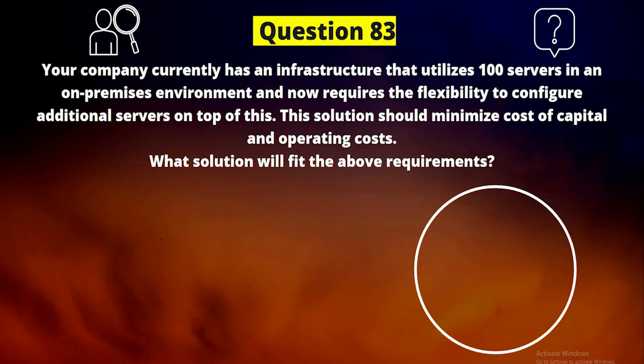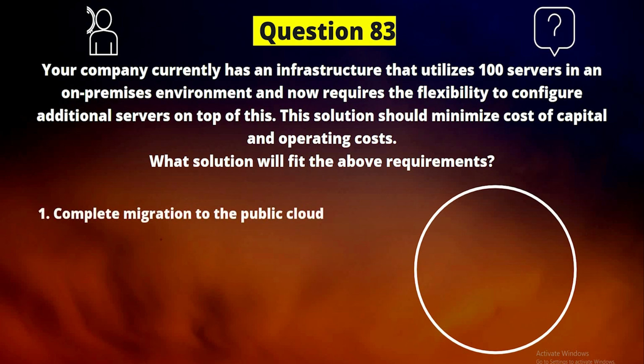Question 83. Your company currently has an infrastructure that utilizes 100 servers in an on-premises environment and now requires the flexibility to configure additional servers on top of this. This solution should minimize cost of capital and operating costs. What solution will fit the above requirements? And the options are: Option 1, complete migration to the public cloud.